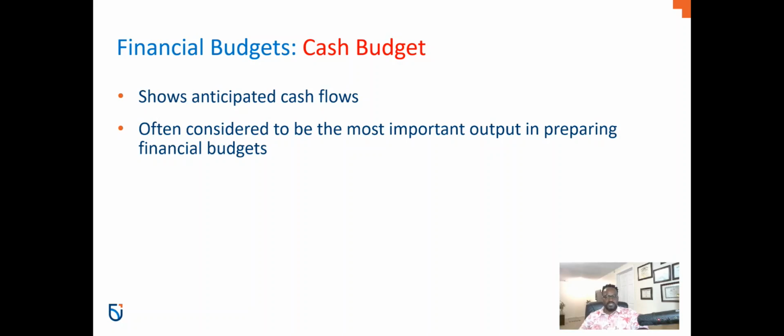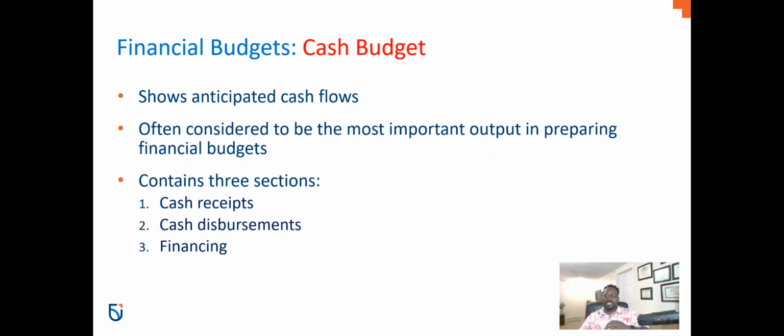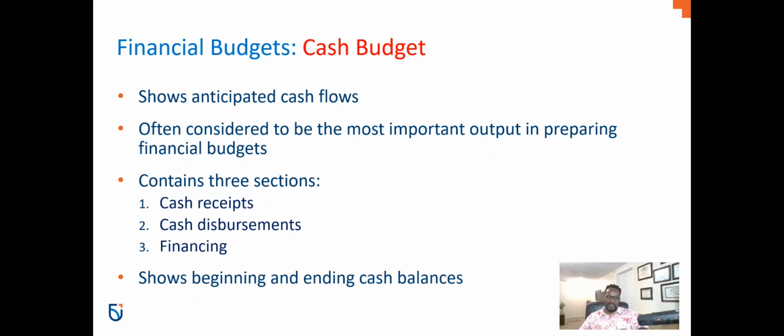So this cash budget will show different sections. It will show your cash receipts, where is our cash coming from, your cash disbursements, where is our cash going, and another special section called the financing section. And I'll talk more in detail about each of these sections. The cash budget will also show pieces of information such as the beginning balance of your cash balance and also your ending balance of your cash balance.